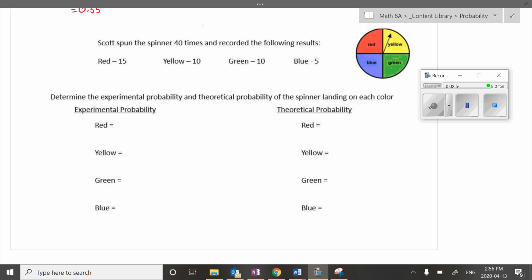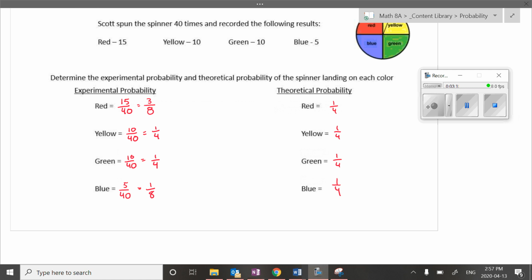For this next example, I'm looking at a spinner, and we're spinning it 40 times, and we got these results. Again, let's go through our experimental and our theoretical probabilities. I would like you to actually try this on your own. So literally pause the video, complete these answers, and then see if your answers compare with mine.